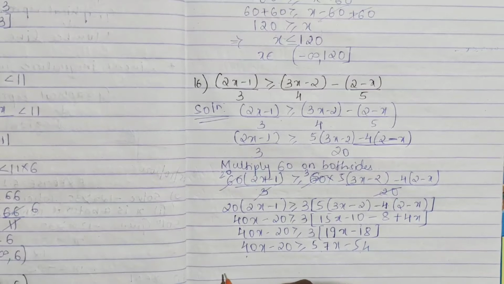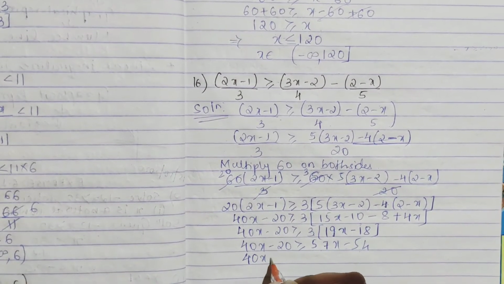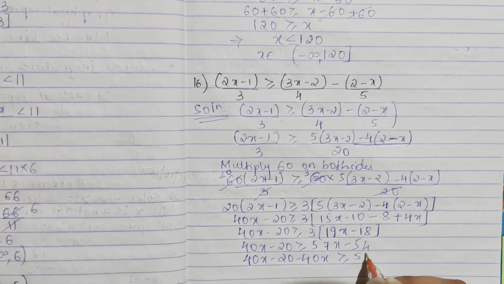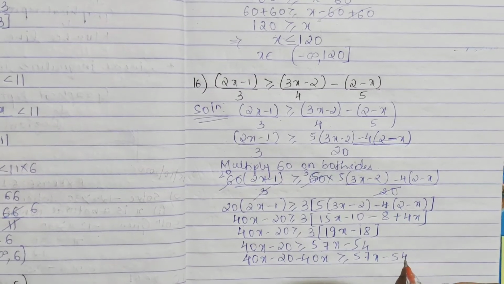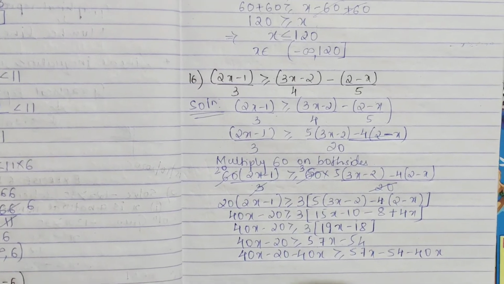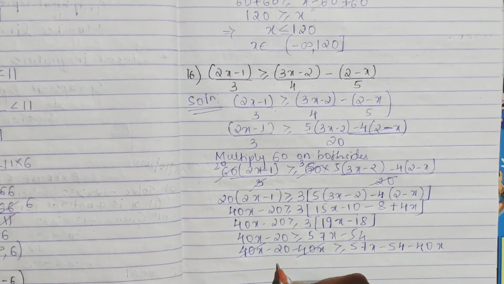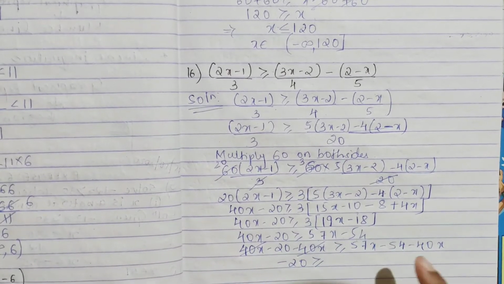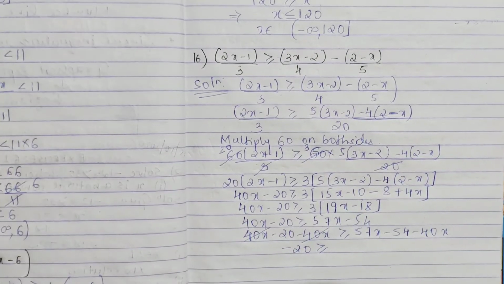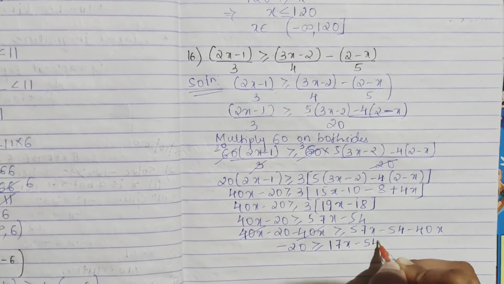Adding 40x on both the sides. Sorry, subtracting. Minus 20 minus 40x greater than or equal to 57x minus 54 minus 40x. Yes, subtracting, I am telling you, but still I am writing the steps so that you should understand. Here it cancels. You have minus 20 greater than or equal to 57x minus 40x. So 57x minus 40x, you will get 17x minus 54.